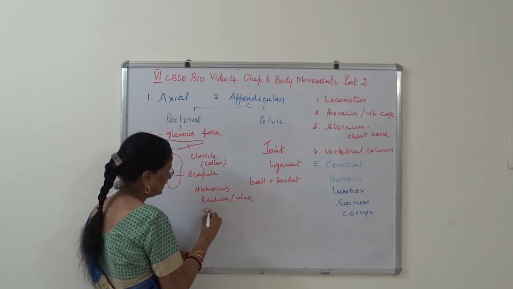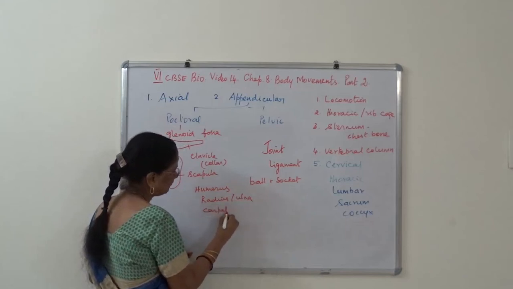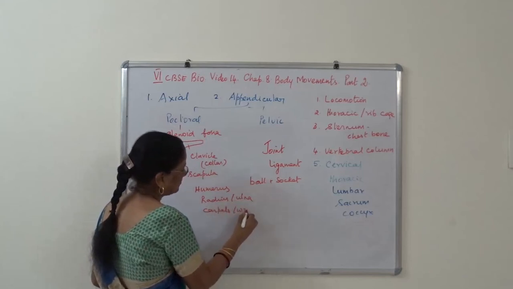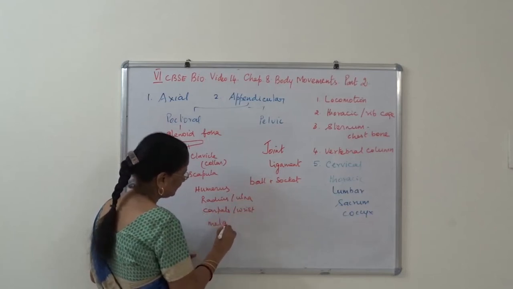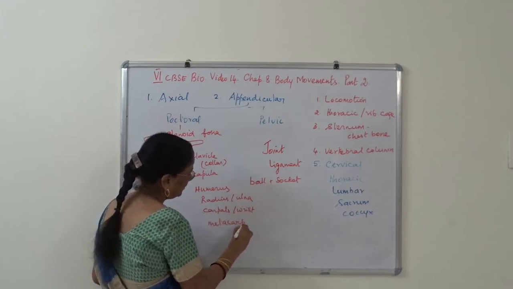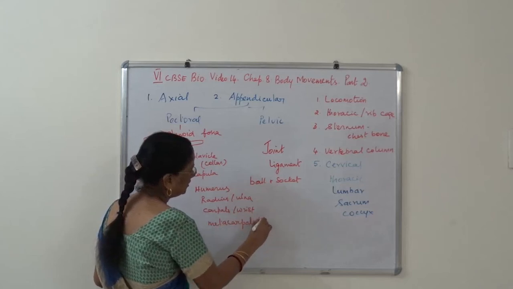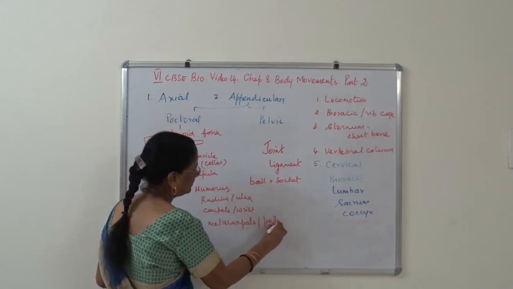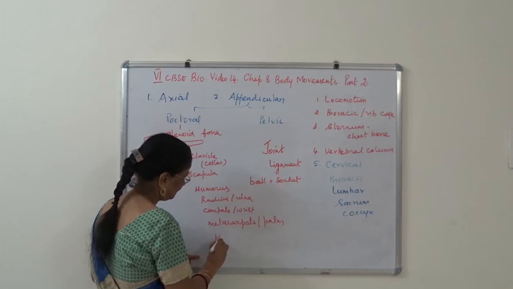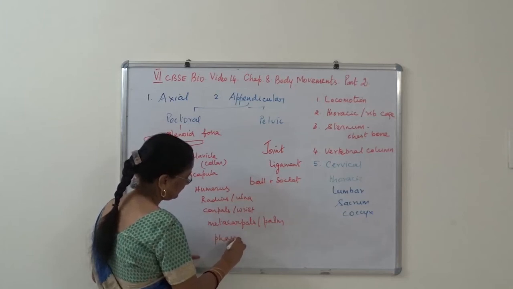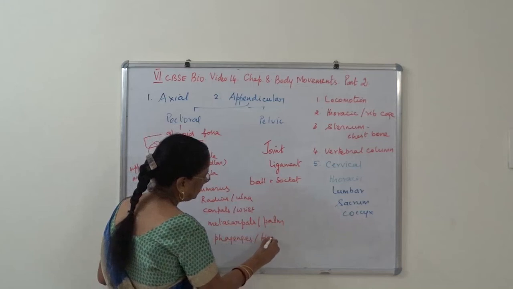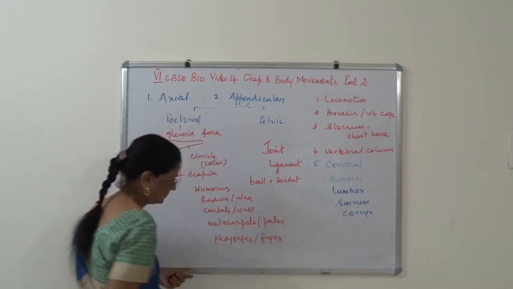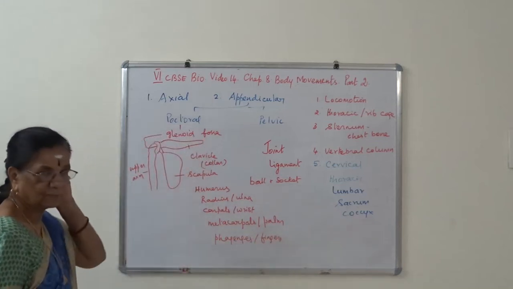And then carpals on the wrist. Then metacarpals on the palm. Okay, and then phalanges on fingers or digits. I hope you follow.